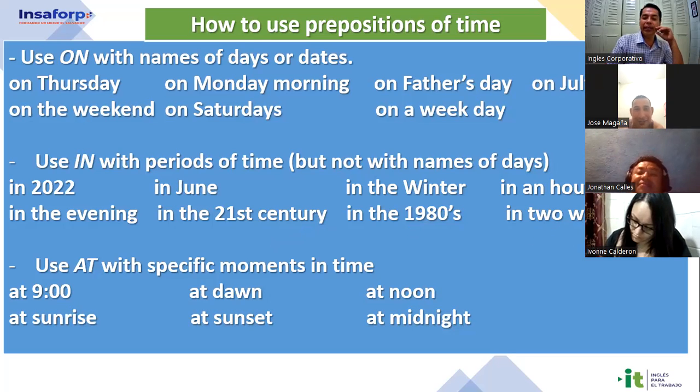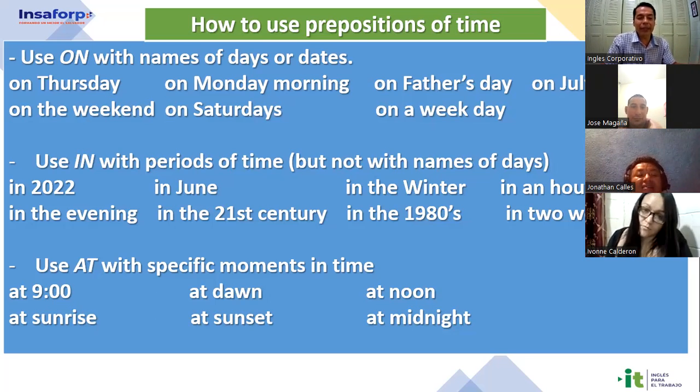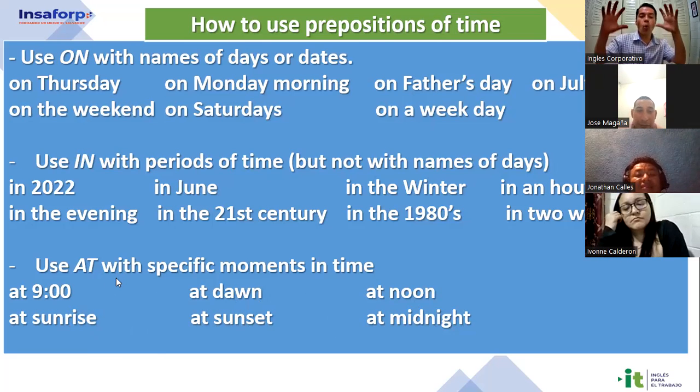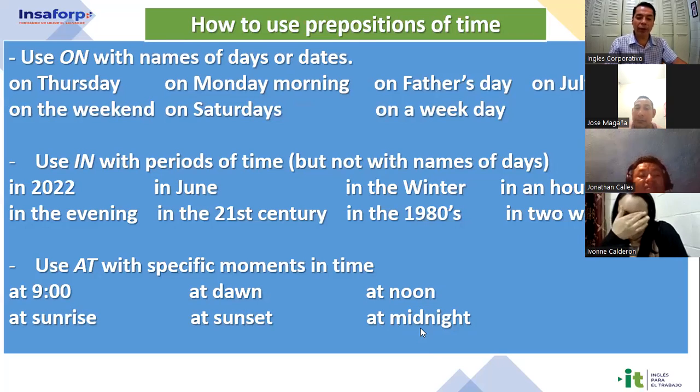Ok. Sí, century, quiere decir siglo, ¿verdad? Y, como dije, periodo de tiempo, in 2 weeks, in 2 years, in 2 months, in 2 hours, in 2 minutes, en 2 minutos, en 3 segundos, right? Ok. Good. And at is specific moments. Cuando hablamos de momentos específicos, vamos a usar at. Miren, at 9, it's time, right? At dawn, at noon, at sunrise, at sunset, at midnight. Dawn es madrugada, amanecer. Noon es mediodía. Sunrise es cuando se levanta el sol. En la mañana, ¿verdad? Y sunset es cuando se pone el sol. At sunset, right? At midnight. Esta sí es la hora del espanto, la hora del miedo, ¿verdad?